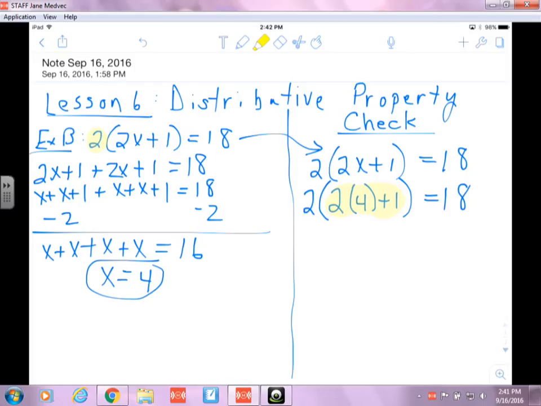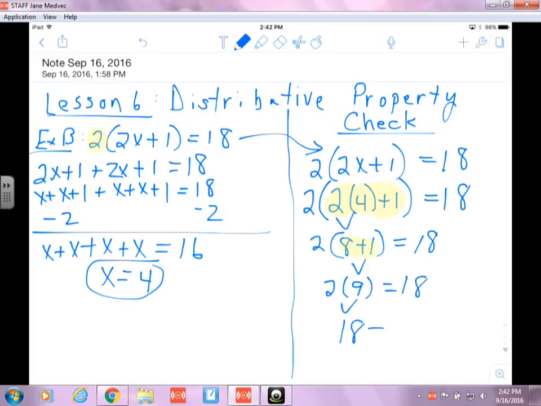So if I do order of operations now, what do I do first inside the parentheses? 2 times 4. 2 times 4 is 8. And again, I keep those parentheses. Now I'm still looking inside that parenthesis. So 8 plus 1 is 9. Still need a parenthesis. And then I get 18 equals 18, and it's a check.